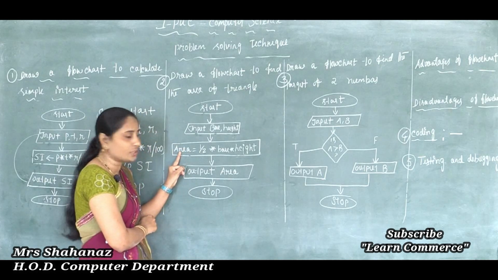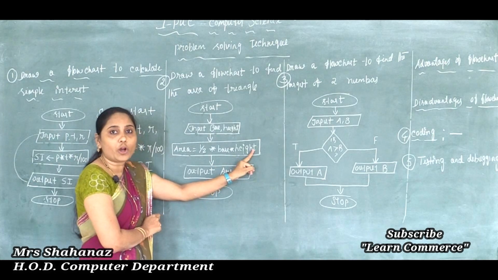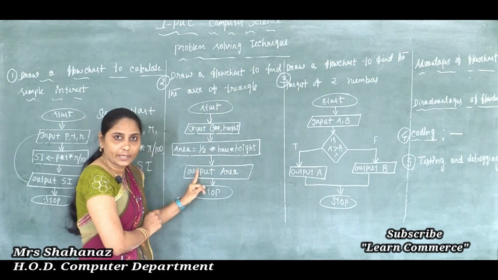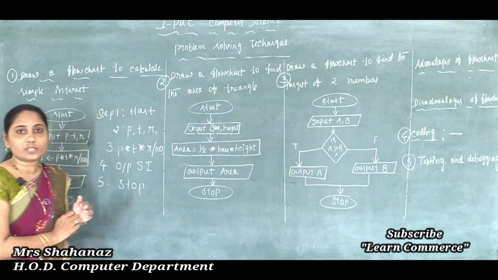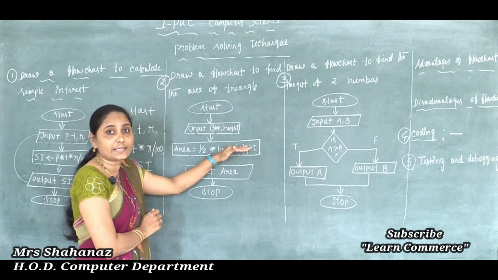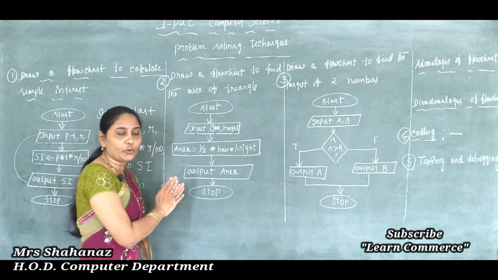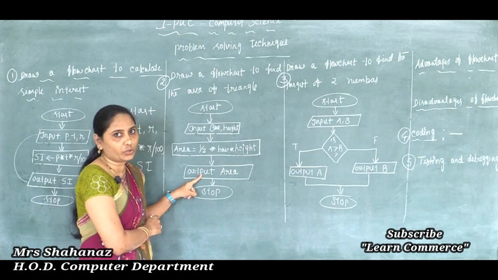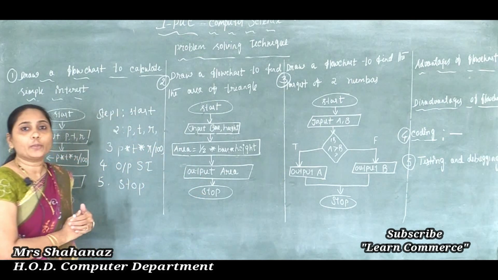So area is equal to half into base into height. Clear? This is the formula to find the area of a triangle here. So area is equal to half into base into height. This is done by using the process symbol, and after that we will get the output of the area. I want to show such output of the area by using the output symbol. Clear this point here, the output symbol, and finally I am going to stop the program.